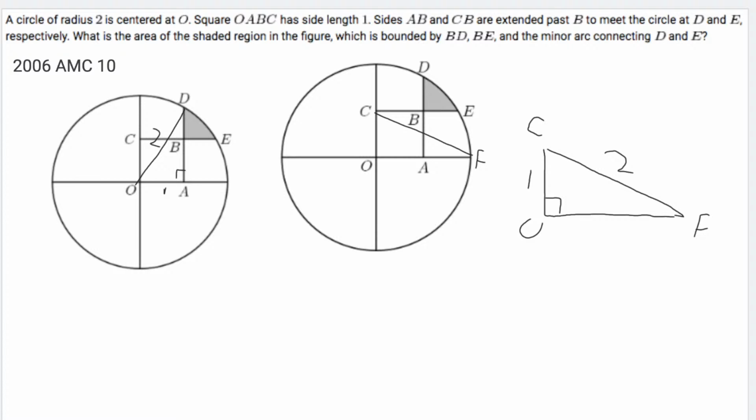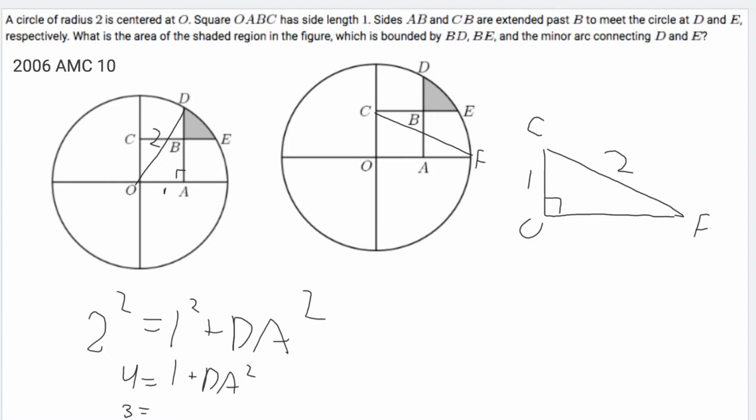So if this is 90 degrees, we can find out dA, which is just 2 squared equals 1 squared plus dA squared. Now this is just 4 equals 1 plus dA squared, which is equivalent to 3 equals dA squared. And then to find dA, you just square root both sides, so you get dA equals the square root of 3.